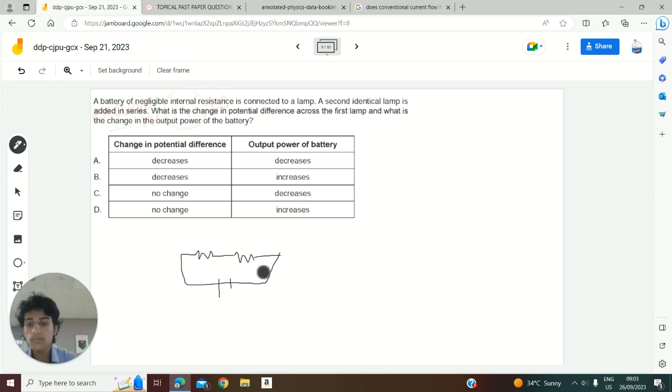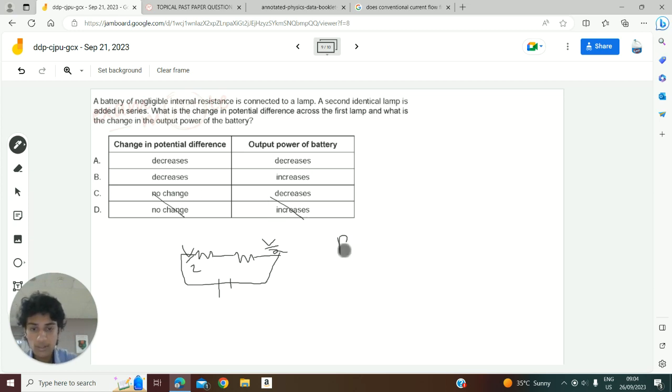So in the original case we had V. But if you add one more resistor, the voltage would be split across it. So it would be V by 2 and V by 2. So as you can see here, the potential difference across the first lamp would decrease because it's being split between 2 resistors. So it cannot be C or D. Now the output power of the battery.